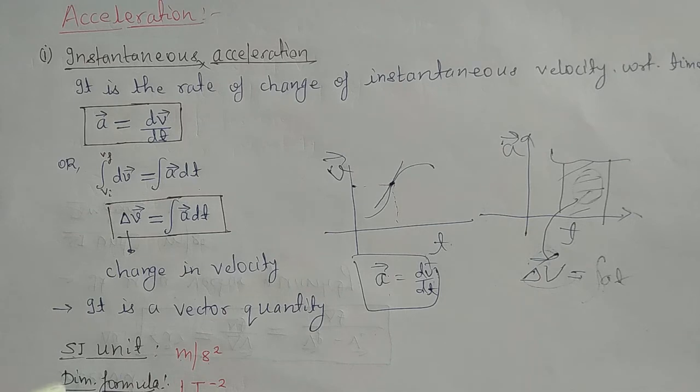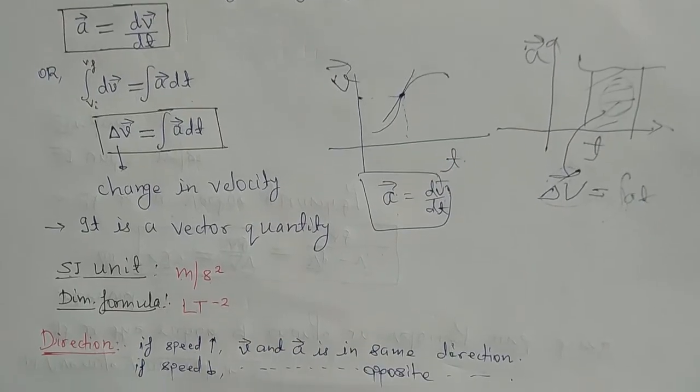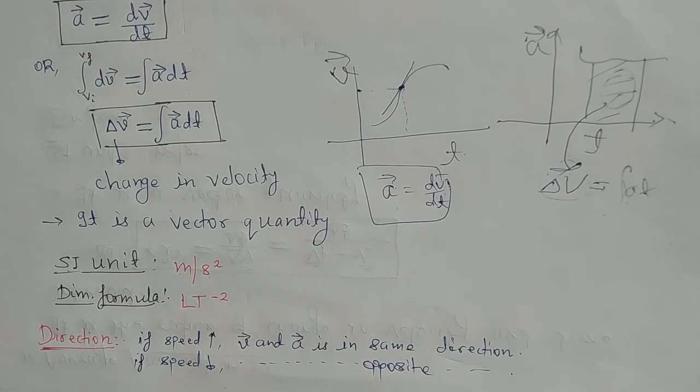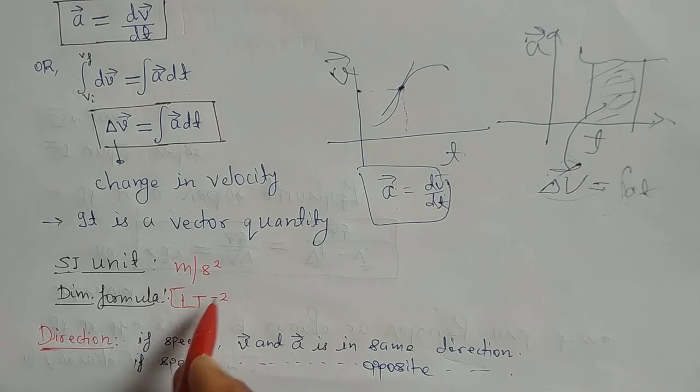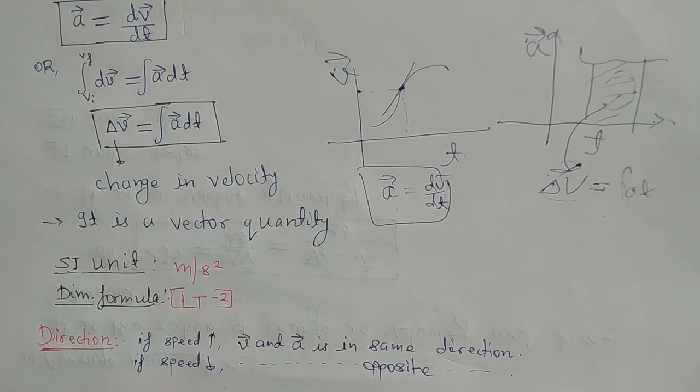Now it is also a vector quantity, and the SI unit of acceleration is meter per second square, and the dimensional formula is LT to the power minus 2.